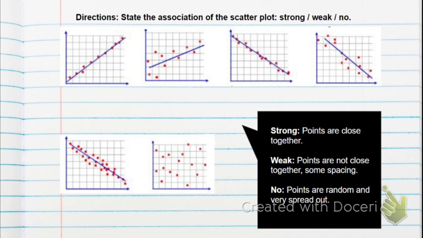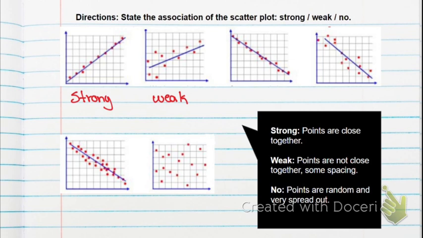These points and this one here, if we look, they're kind of close together. So because they're kind of close together, we're going to make this one a strong association. Looking at our next one, points are kind of spread out. There's some spacing that's happening. So we're going to categorize this one as a weak.